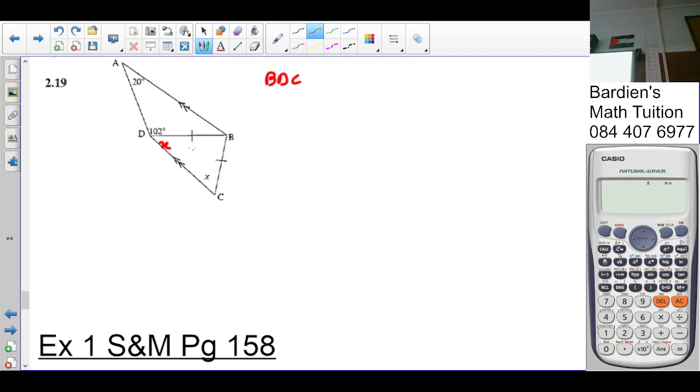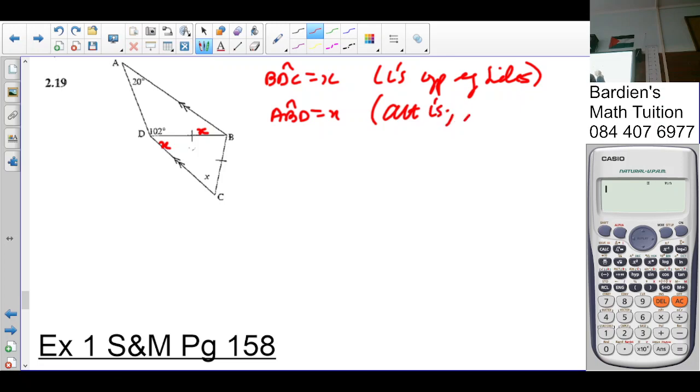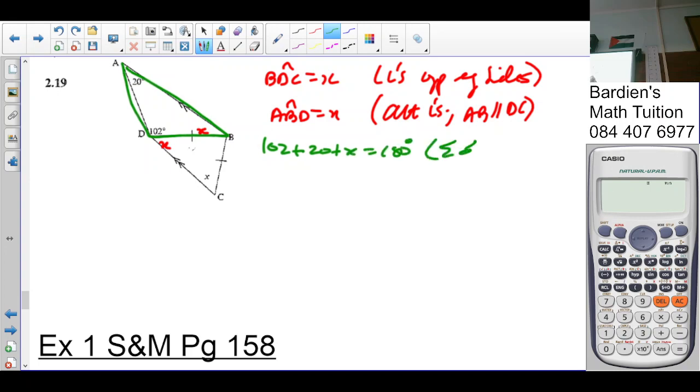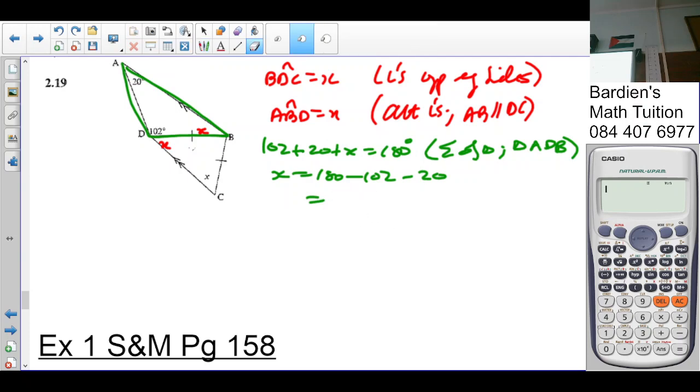So we're going to say that BDC is equal to x. Why? Angles opposite equal sides. Okay? Then that is x. Why? Alternate angles. So you say ABD is equal to x, alternate angles with AB being parallel to DC. Now what can we work with? Sum of angles in a triangle. Can you see that? So it's 102 plus 20 plus x equals 180. Sum of angles in a triangle is triangle ADB. So x is equal to 180 minus 102, which is 78, minus 20 is going to be 58. Just check if that's right. Is it correct?